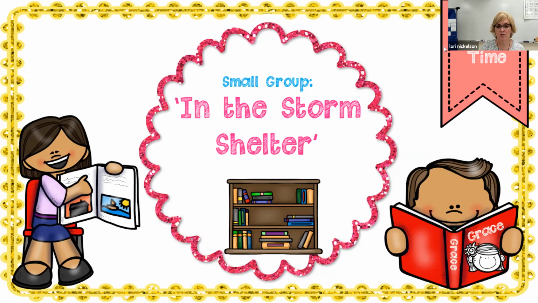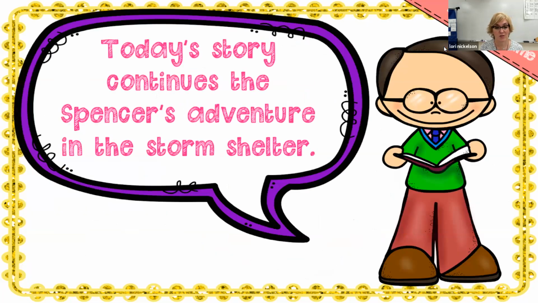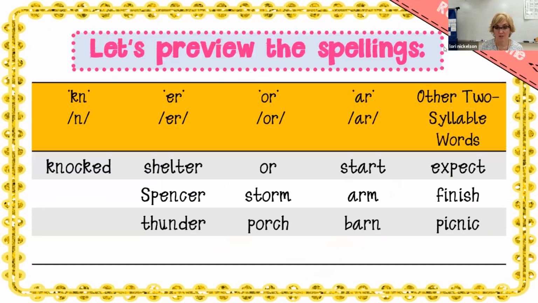Okay, so now let's go on to our storm shelter. Today's story continues Spencer's adventure in the storm shelter. So let's preview some spelling. We have N spelled K-N like knocked. We have ER in shelter, Spencer, thunder. We have OR in or, storm, and porch. We have R spelled A-R, that bossy R, in arm and barn. Then we have other two-syllable words like expect, finish, and picnic.